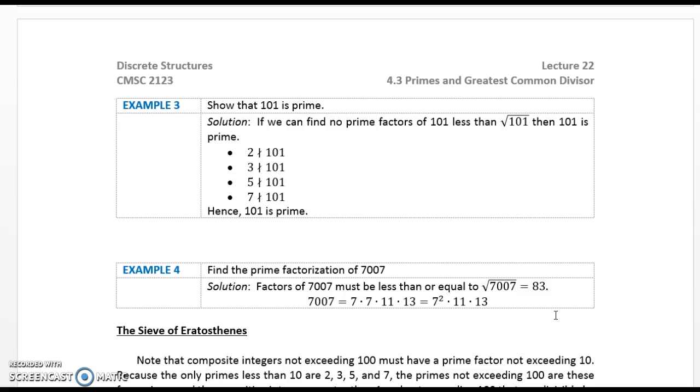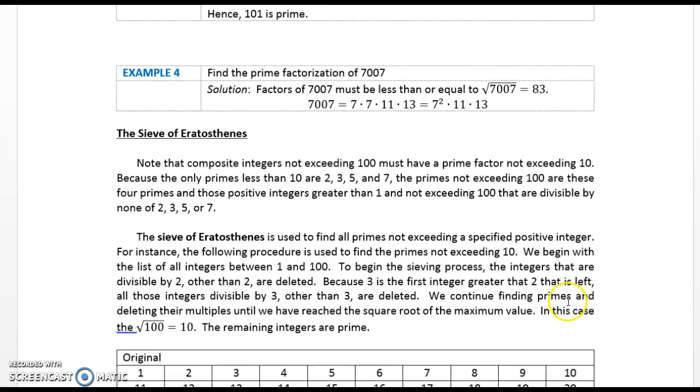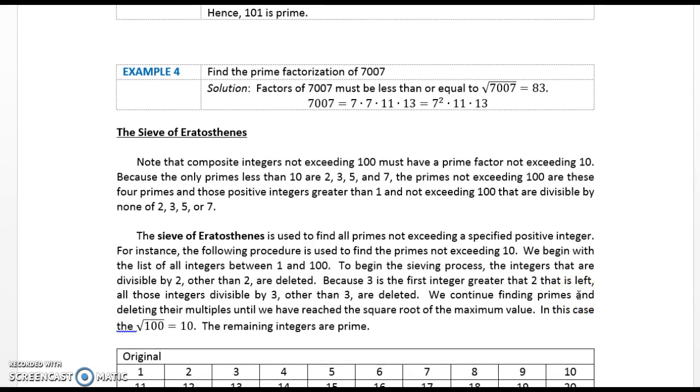The next larger prime is 11, and 11 squared is 121, so that's greater than 101. 11 is greater than the square root of 101, so we stop at 7. Example 4. Find the prime factorization of 7007. Factors of 7007 must be less than or equal to the square root of 7007. So 7007 is 7 times 11 times 13, or 7 squared times 11 times 13.